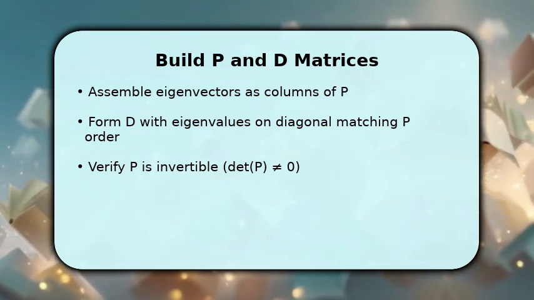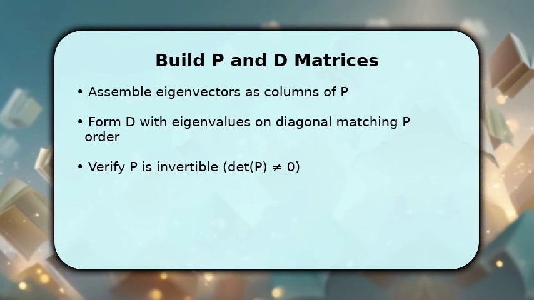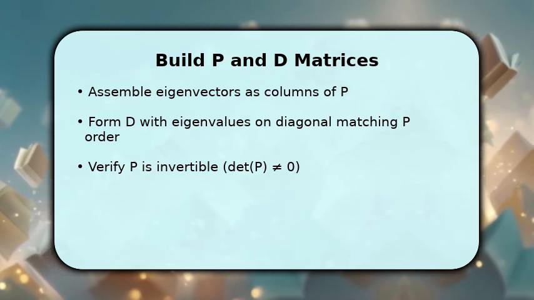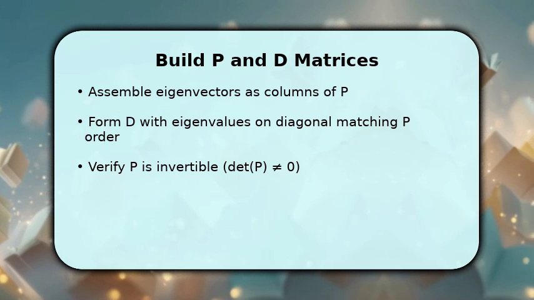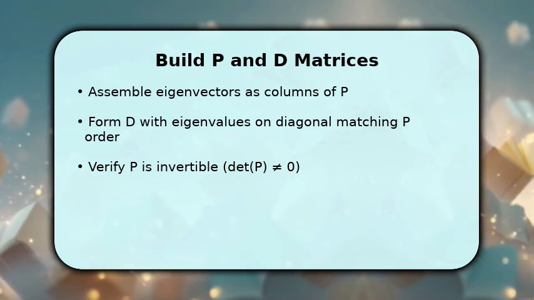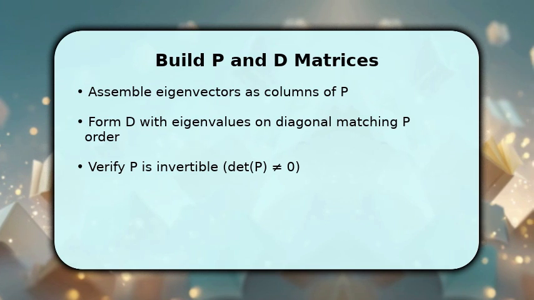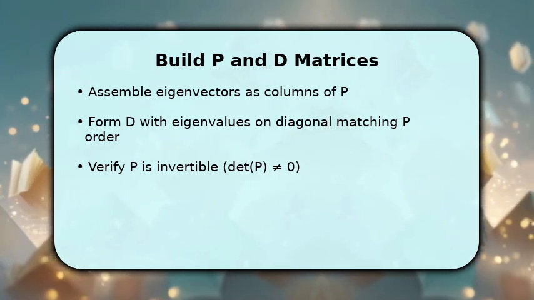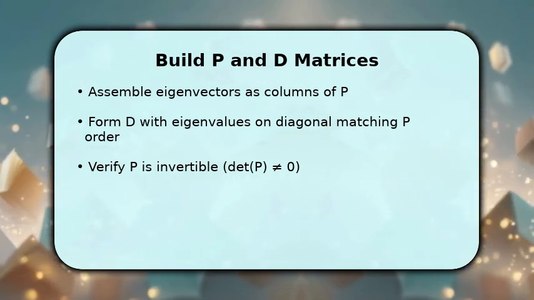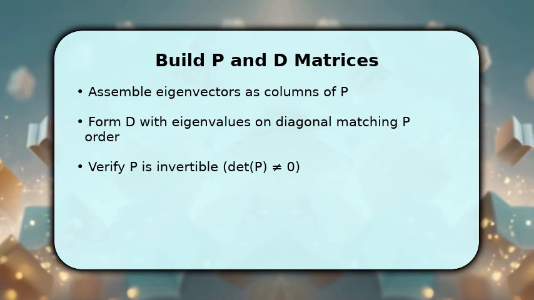Next, check that P is invertible by computing det P or rank. Invertibility is essential because A equals PDP^-1. Once you have P and D, compute P^-1AP to confirm you obtain D. Small arithmetic mistakes here are the most common source of errors.